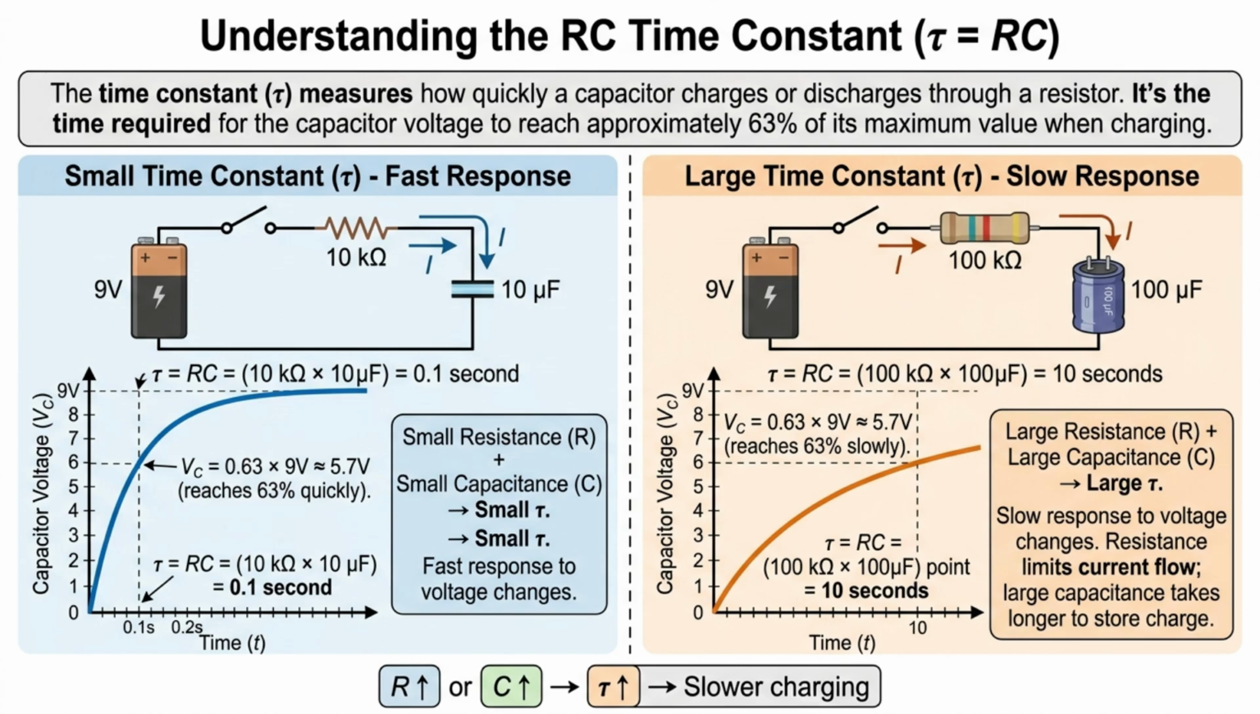The time constant in an RC circuit represents how quickly the system responds to changes. A large resistance slows down the charging process, while a large capacitance increases the amount of energy that must be stored, also slowing the response. Together, they define the overall speed of the circuit's dynamic behavior.